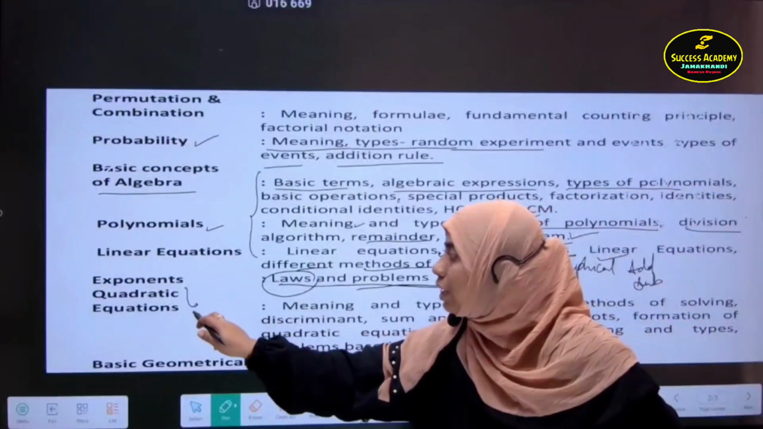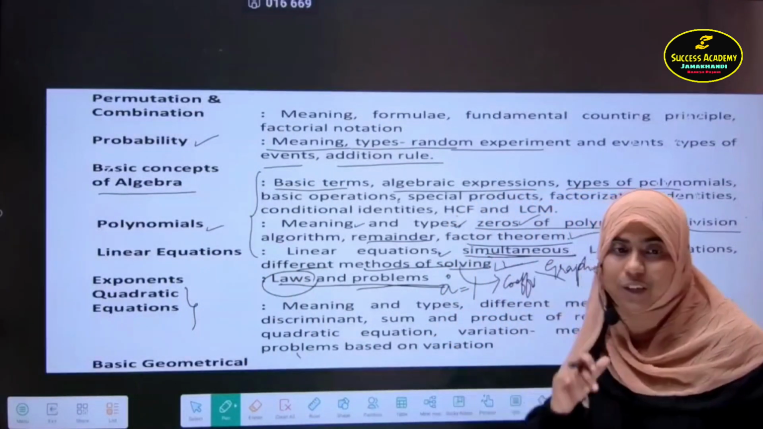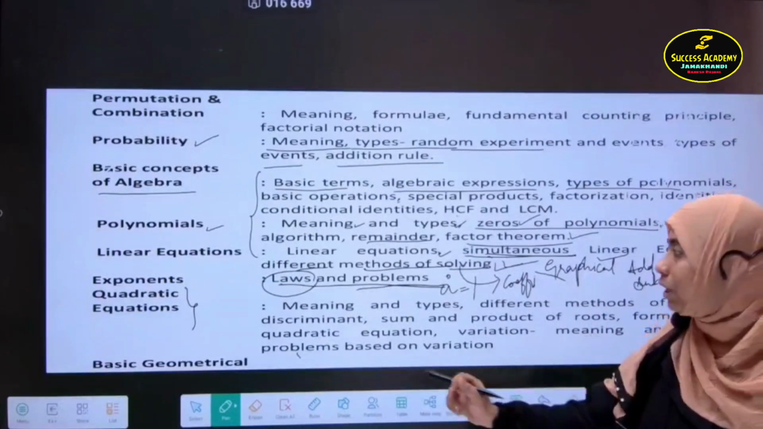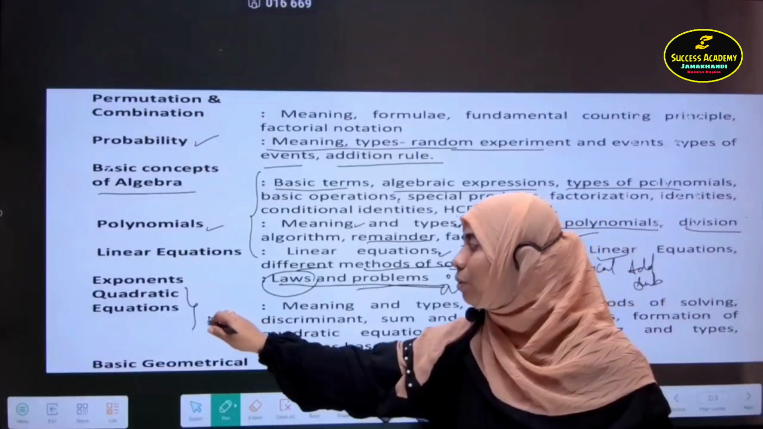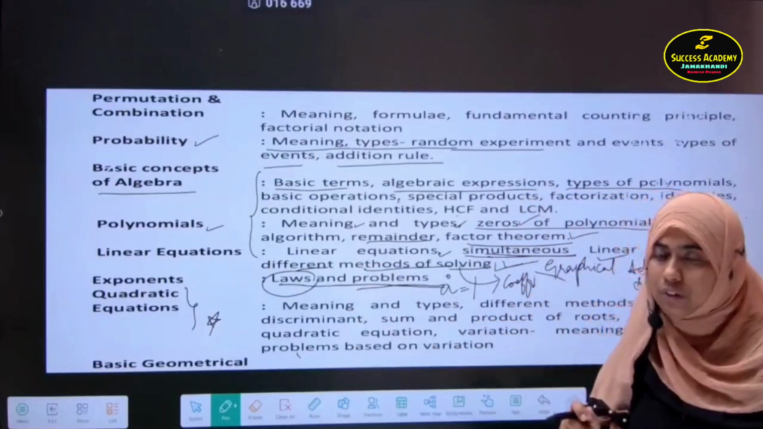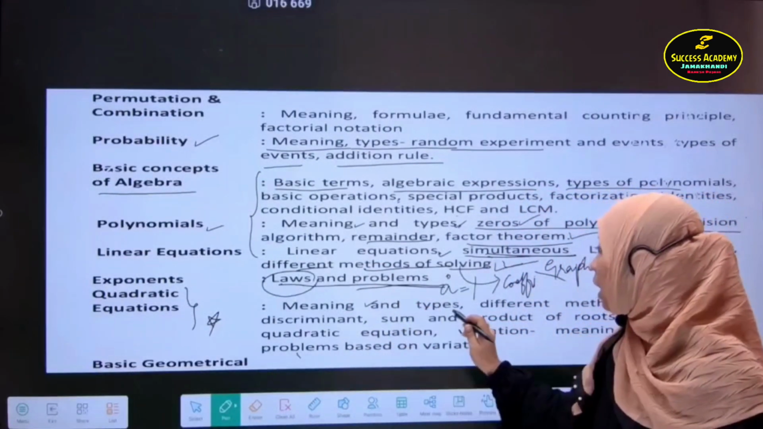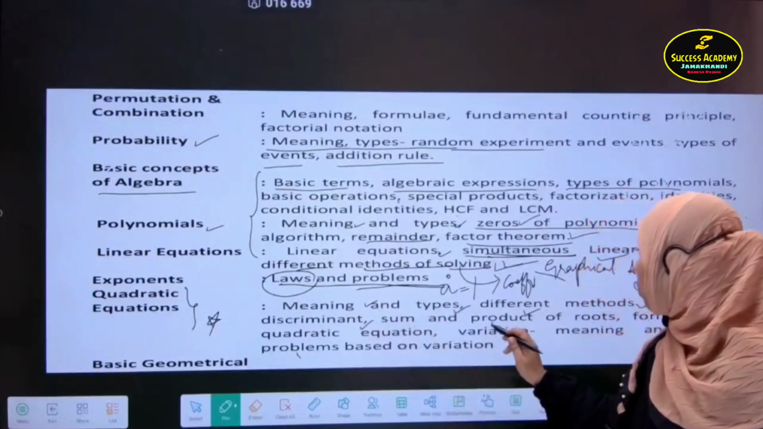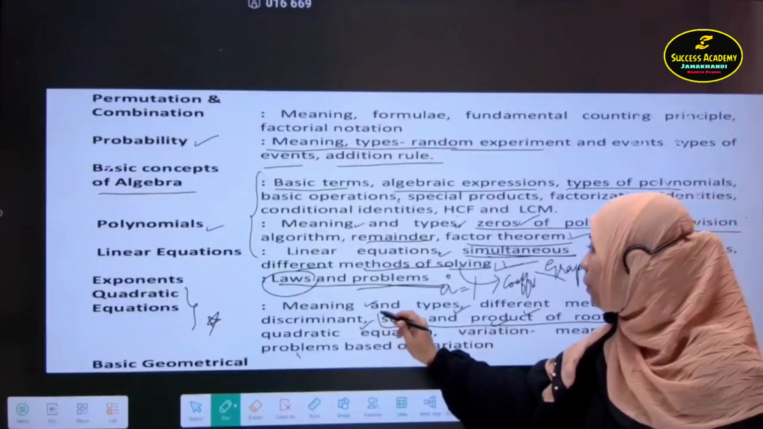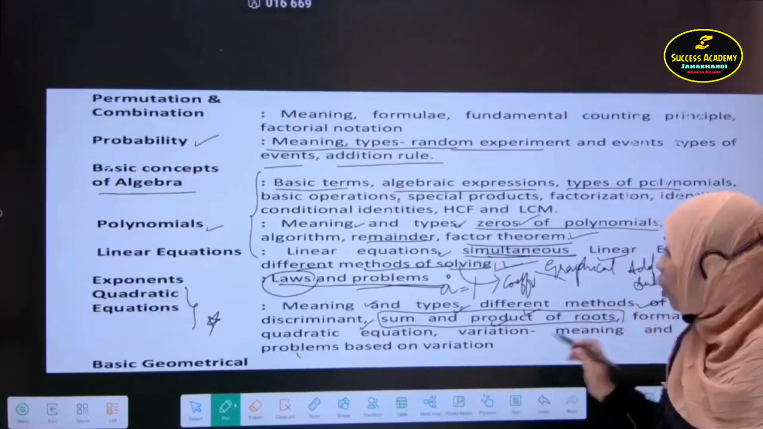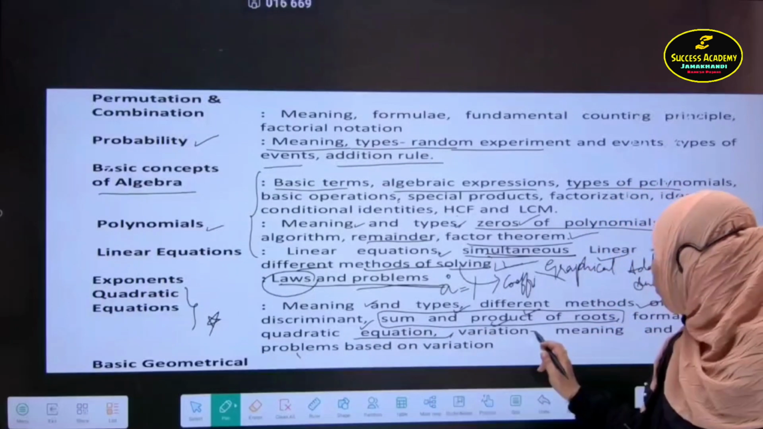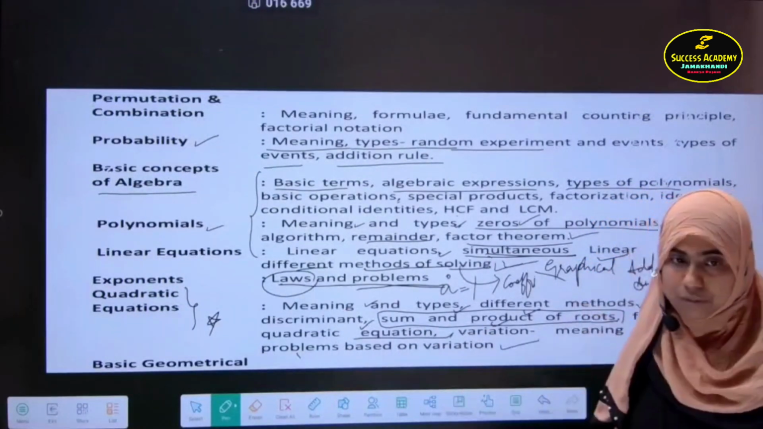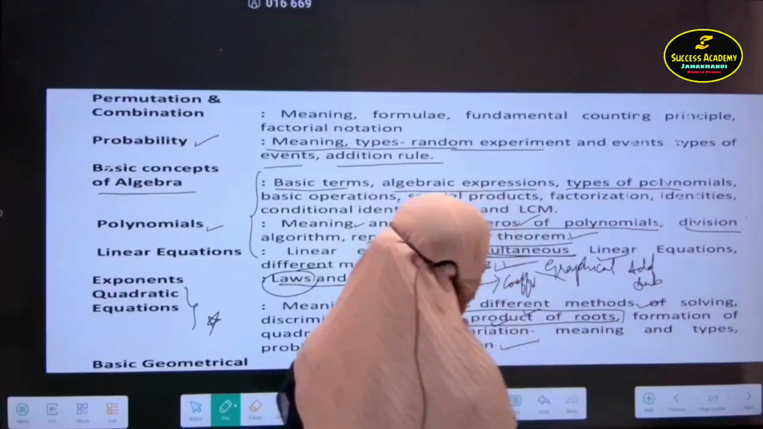Next is quadratic equation, another interesting topic which any teacher who likes mathematics or who is going to attempt math has to compulsorily learn. Quadratic equation, one of the interesting topics. Meaning and types, different methods of solving, discriminant, sum and product of roots. This is also an important topic, sum and product of the roots. Formation of quadratic equation, variation meaning, and types, problems based on variation. Okay, like this.